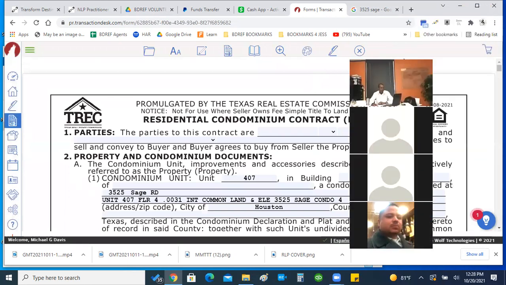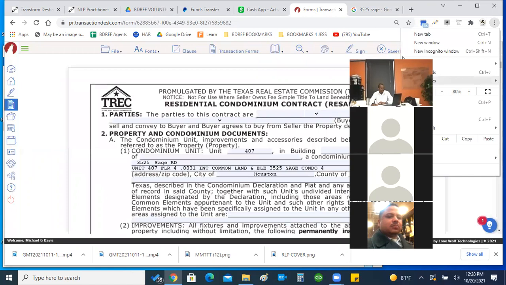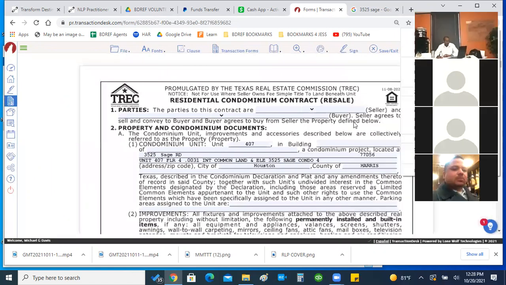So there's that old condominium contract. Let me make it smaller. That came in so big. All right. So now, for the most part, there's a lot of elements to the condominium contract which are the same. And as we go through it, if I skip over something and y'all want me to go into detail about that element of the contract, then y'all stop me and ask questions about it.